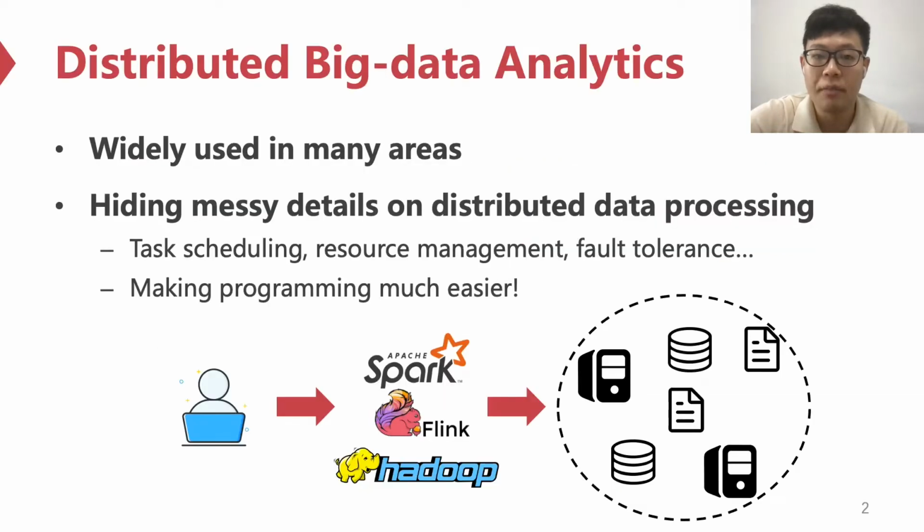Distributed big data analytics are widely used in many areas. They can hide messy details of distributed data processing, such as task scheduling, resource management, fault tolerance, and so on. Popular big data analytics frameworks include Apache Spark, Flink, and Hadoop. Those frameworks make programming much easier, so programmers can focus on business logic in data processing.